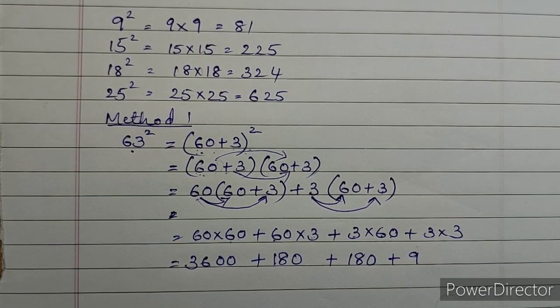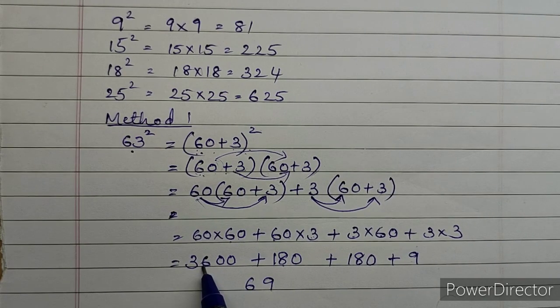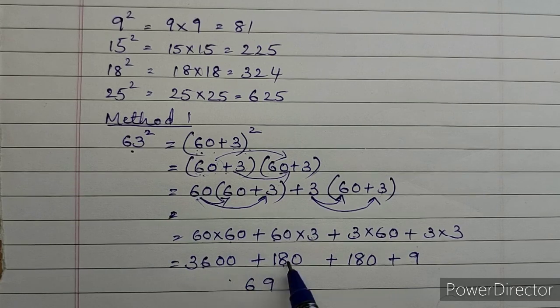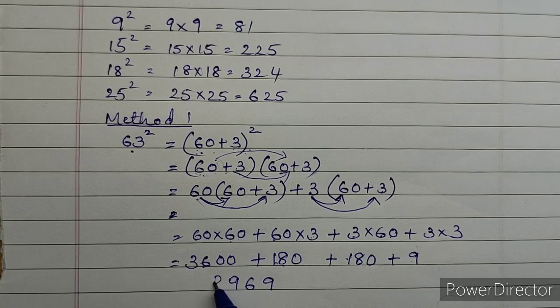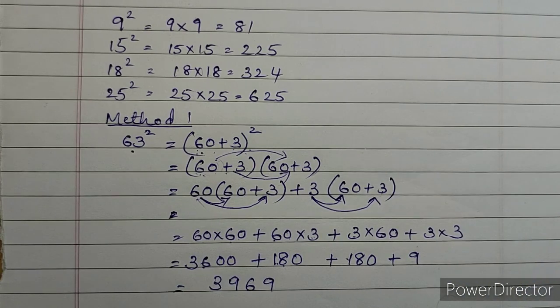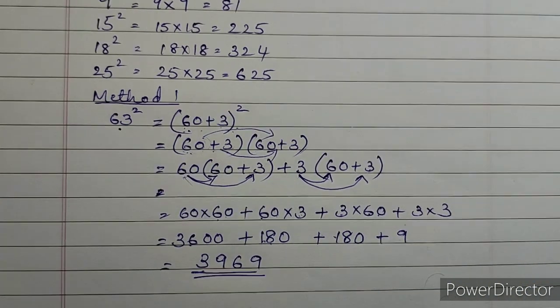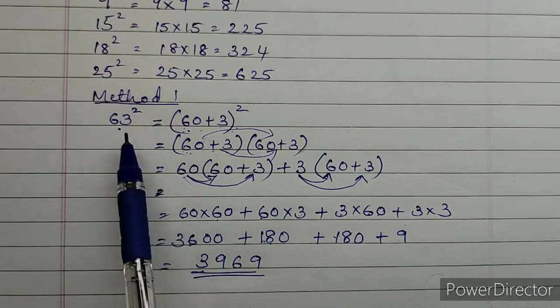Next you have to add all these together. The last term is 9, then 8, 8, 16, 1 remainder. The next term, 6 plus 1 is 7, and 8 and 9, so 9, and this one will be 3. So 3969. You can add it by writing one below the other, no problem. This is the way you will find the square of the number.